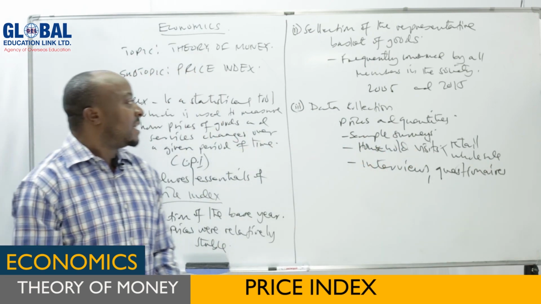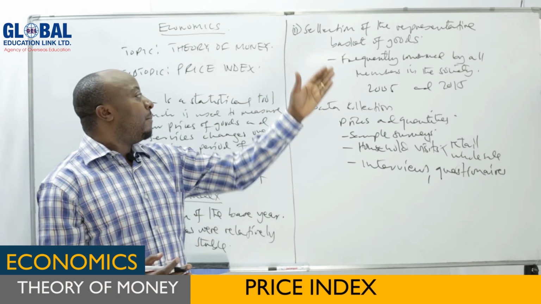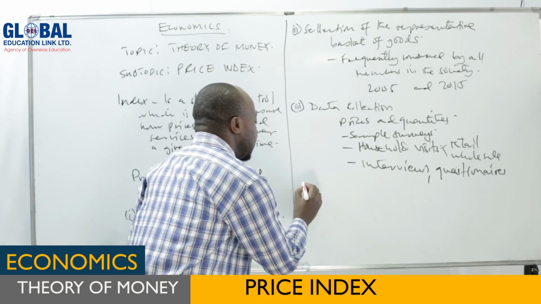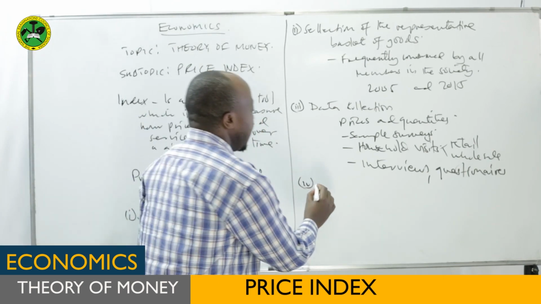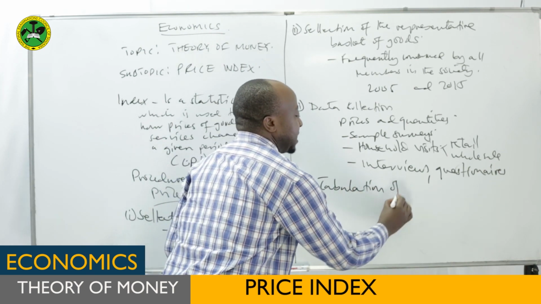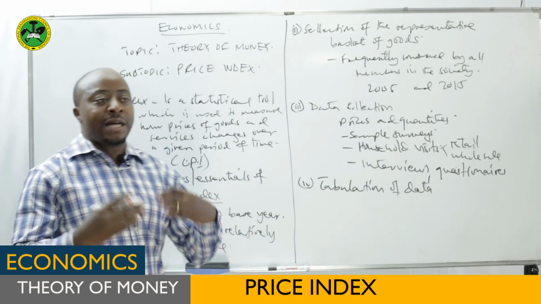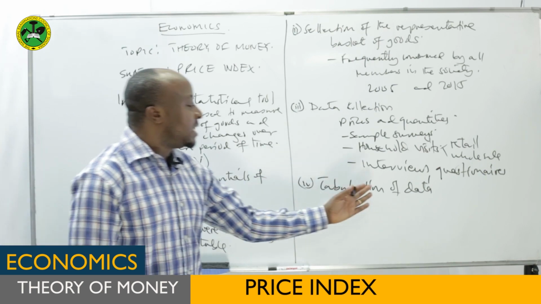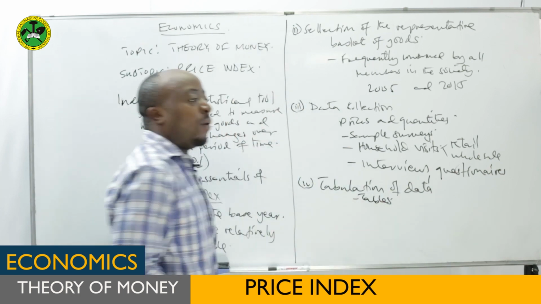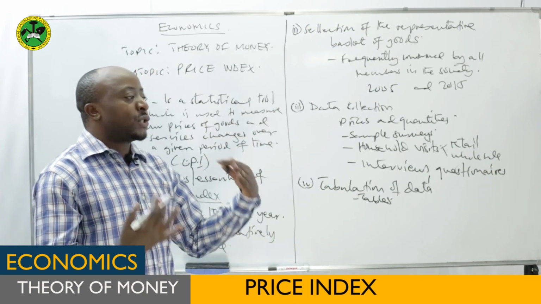This is the third step. After collecting information, and you are sure you now have prices and quantities both in the current year and the base year, then you move to the fourth step, which is tabulation of data. It means the collected data now has to be tabulated. To be tabulated means you can put this data in the form of tables, or if you can prepare graphs for some of the information, you can. But what is needed here is to tabulate the information.